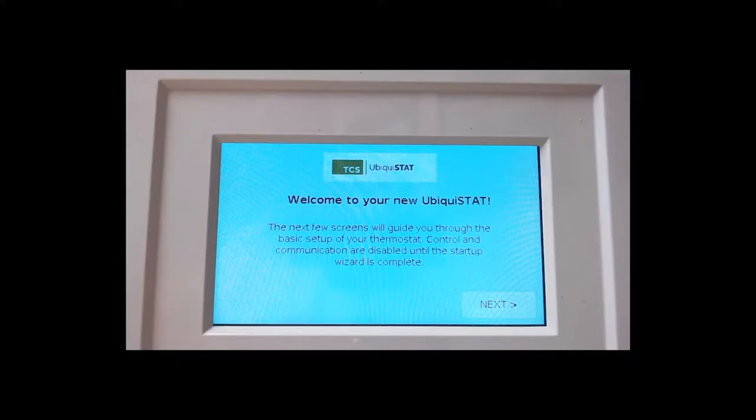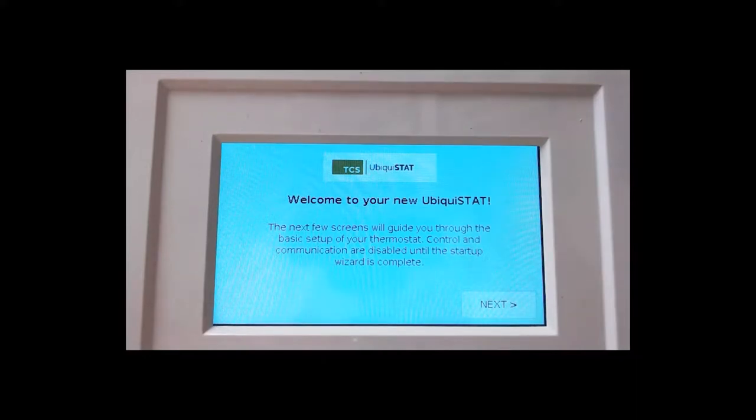TCS has four UbiquiSTAT models. Today we'll be using the US4050, which is our top-of-the-line model, can do up to six stages of heating and cooling, and also has two analog outputs that can be used for chilled water, hot water valves, zone dampers, economizers, that type of thing. So when you first power up your UbiquiSTAT, you're going to go through our startup wizard.